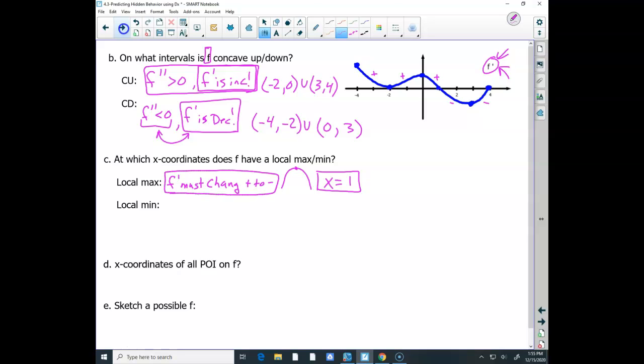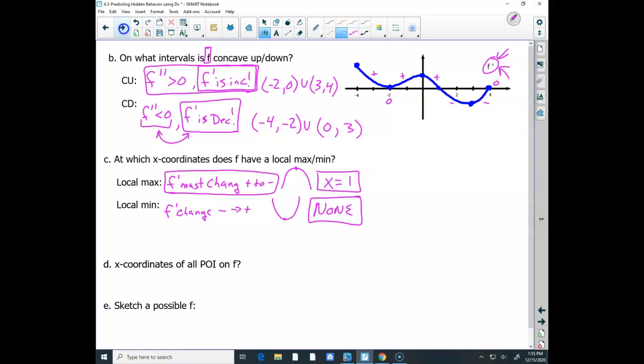Where do I have a local minimum? Well, that means f prime must change from negative to positive. Does that happen anywhere? Because if I change from negative to positive, that means my function f goes from decreasing to increasing, making a low point there. Did I ever change from negative to positive? The answer is no, because right here I'm 0, right here I'm 0, all right? So I don't need to worry about that. So none exist.